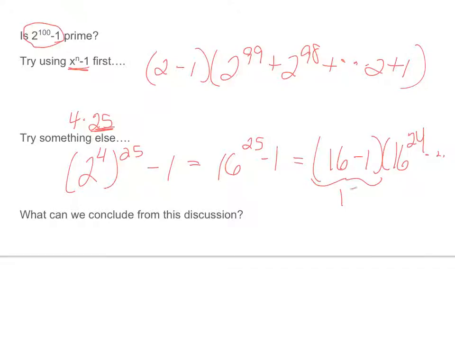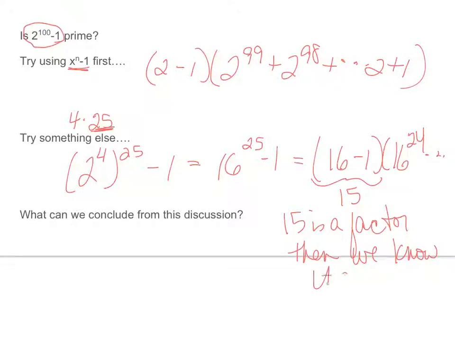Okay, this right here is 15, and 15 is a factor of 2 to the 100th power minus 1. So if 15 is a factor, then we know it's not prime. Basically, we need this number to be greater than 1, like we talked about a few slides ago. Then we know it's not prime.